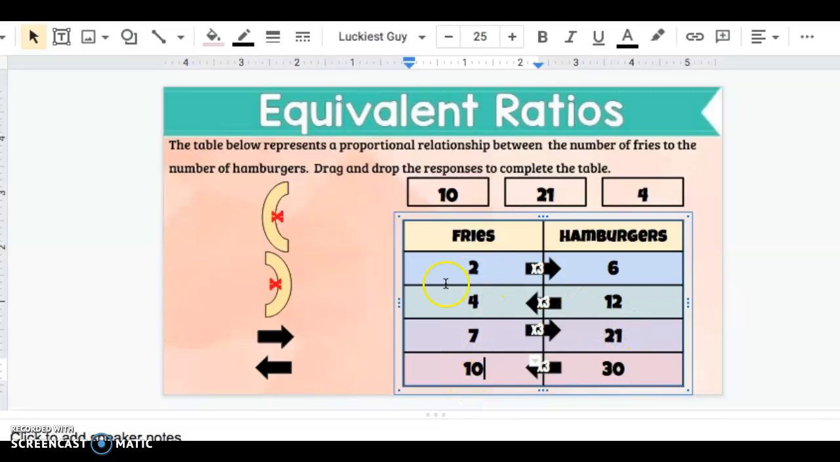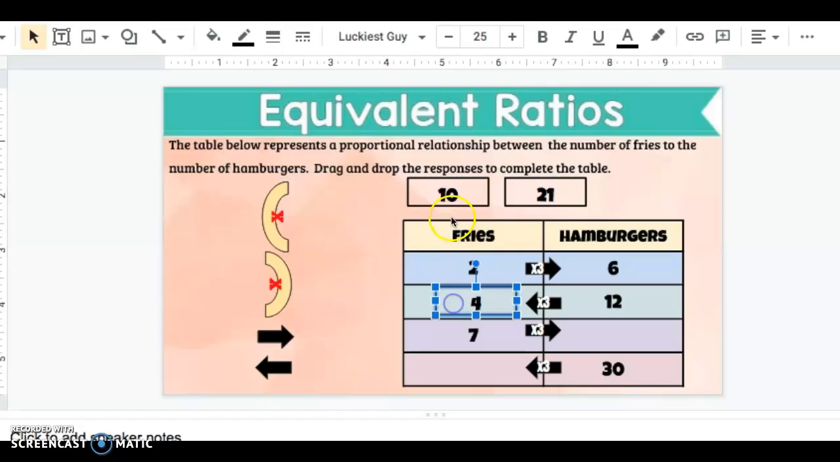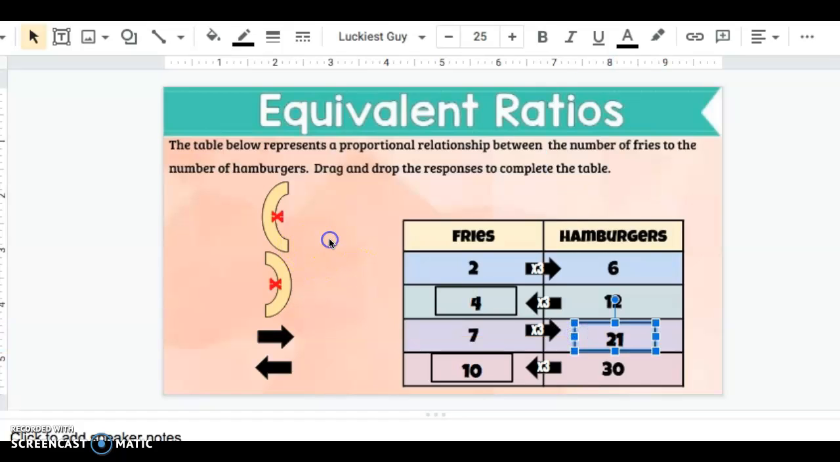But now that I placed them in as text box, I'm going to delete that so you can see what I'm talking about. And you would put your 4, you would put your 10, and then you would put your 21 as you drag them to their spots. Okay, so that is your equivalent ratio table problem.